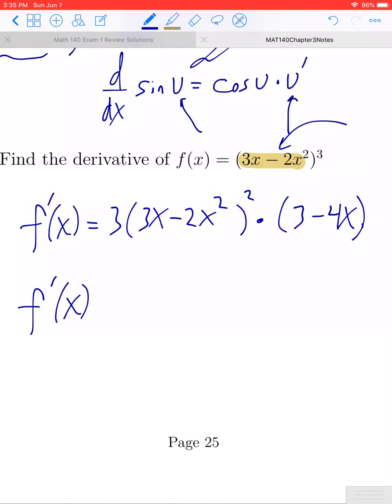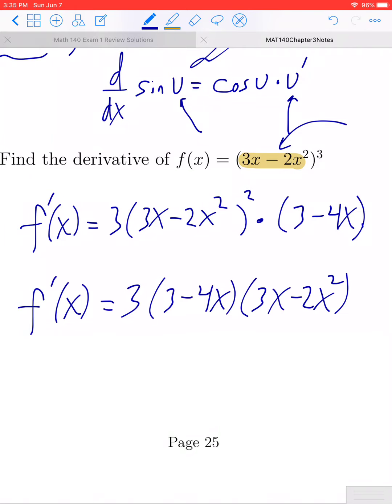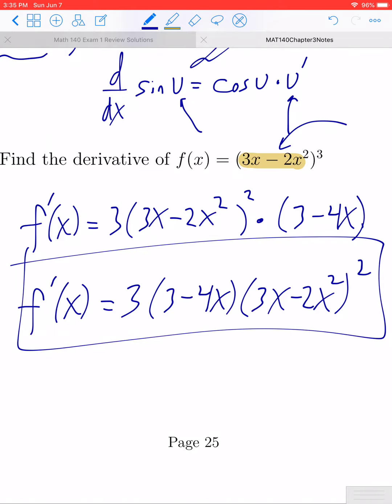So f prime of x is equal to, I'll just leave it in factored form. There's no need to multiply this thing out, and actually it's preferred that we don't. So there's our derivative on this one. f prime of x equals 3 times 3 minus 4x times 3x minus 2x squared, quantity squared.